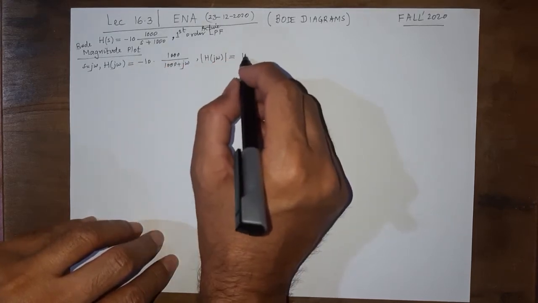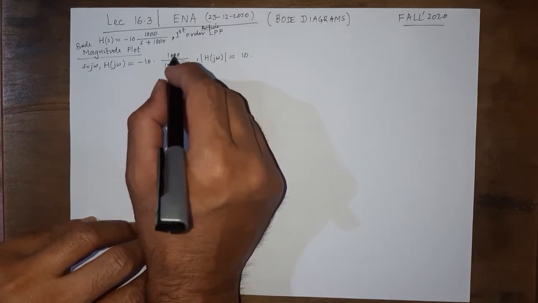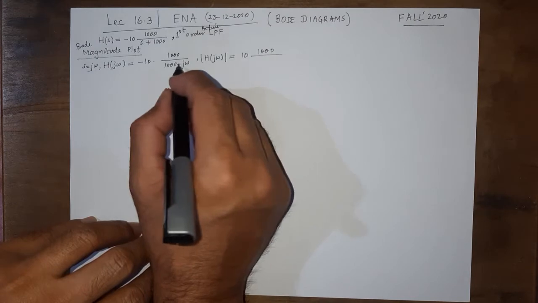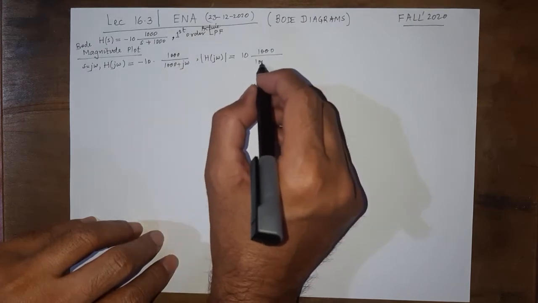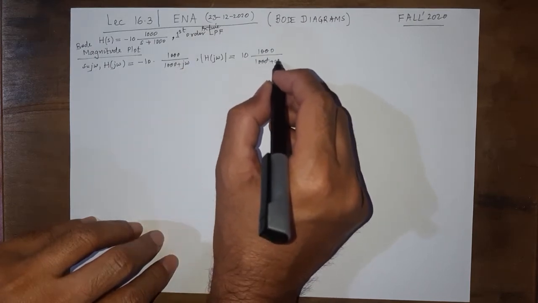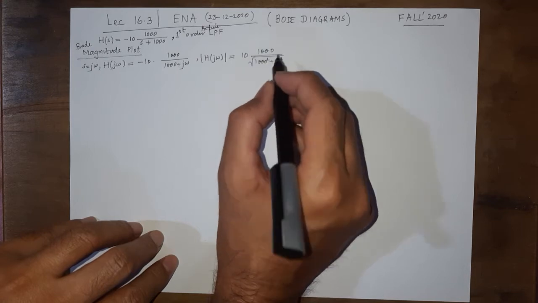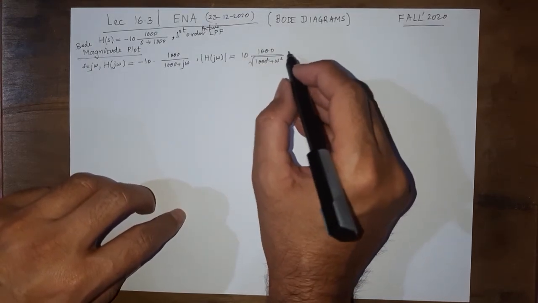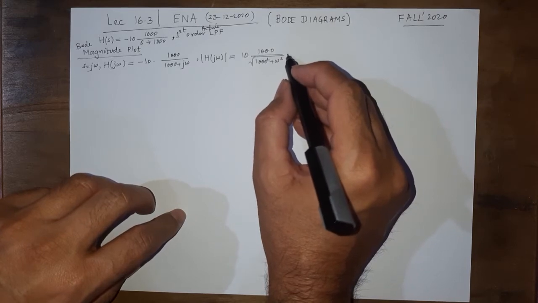Minus 10 has a magnitude of 10, 1000 has a magnitude of 1000, and this thing is going to have a magnitude of the square root of 1000 squared plus omega squared. And then we can plot this for a normal plot.